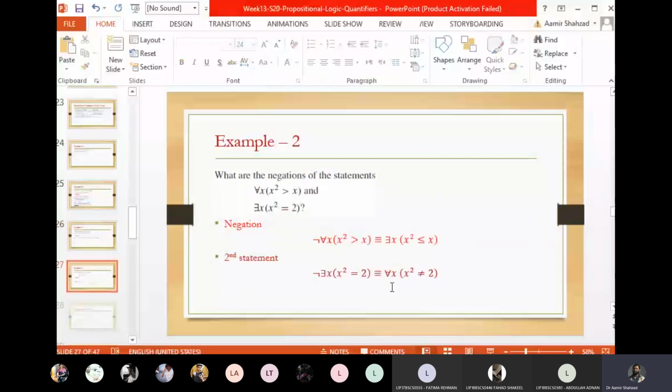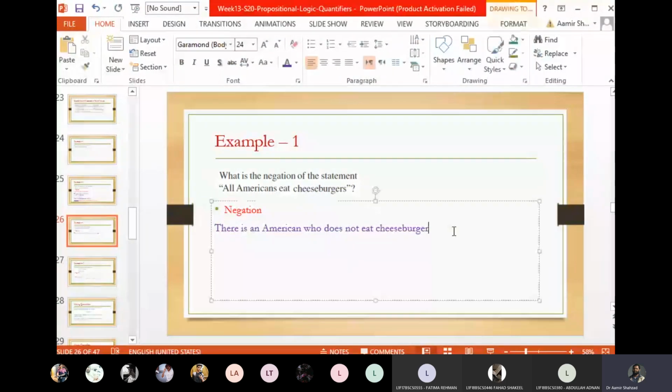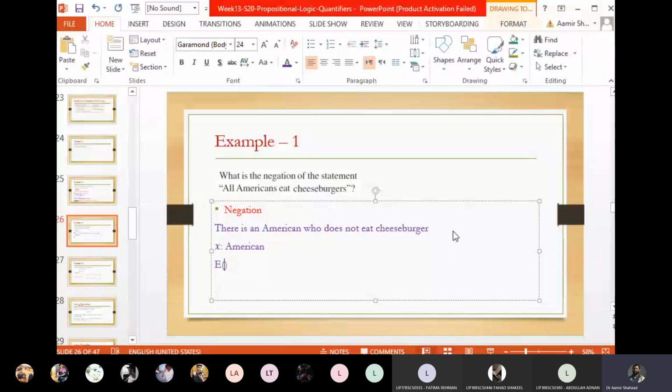So we can also express it mathematically. Mathematically कैसे इसको हम express करेंगे? All Americans eat cheeseburgers. So let's start it off. X is American, and let's say eat cheeseburger. So let's call it E of X.